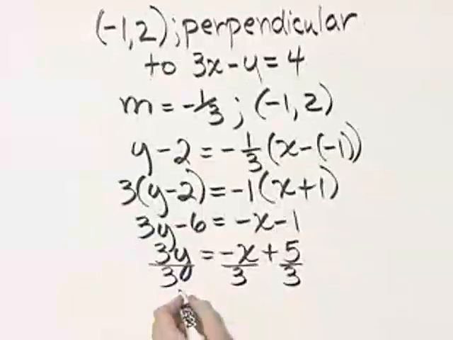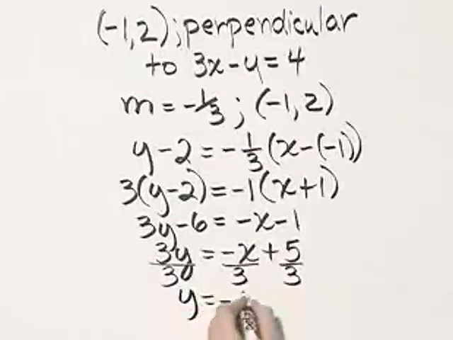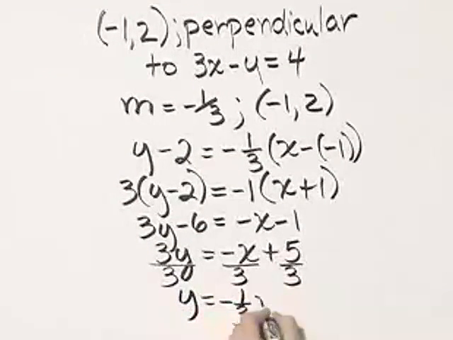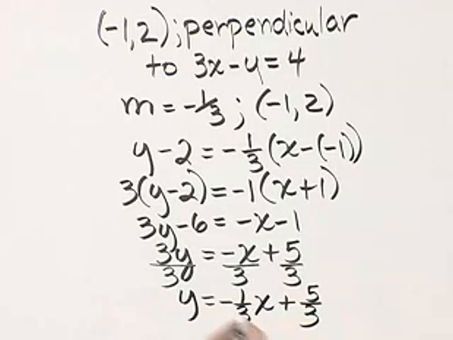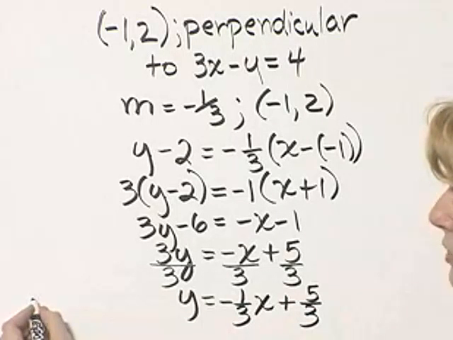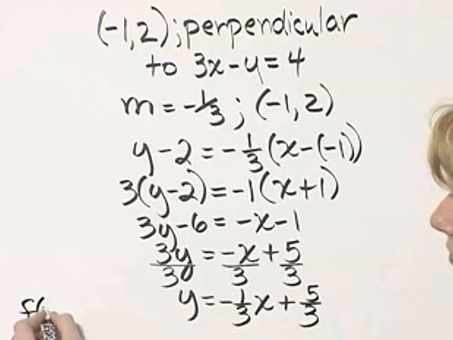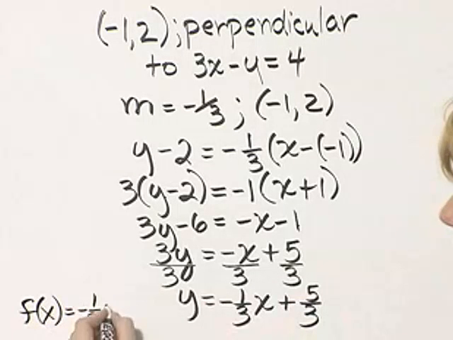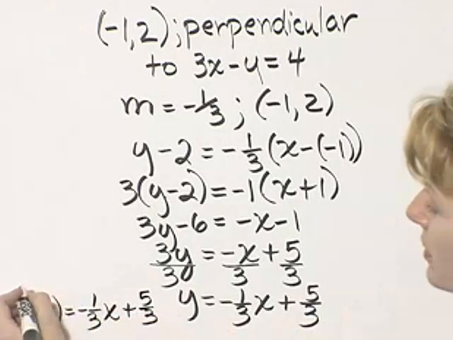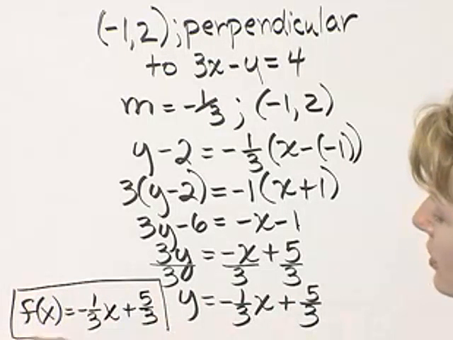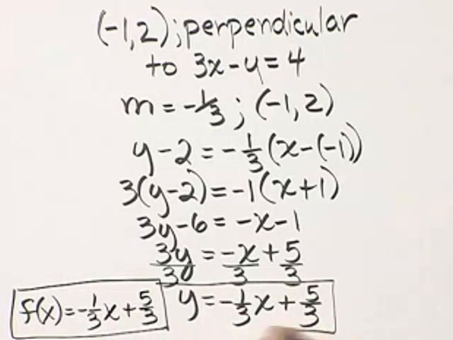So I'll have y is equal to negative 1/3 x plus 5/3. And if I want to use function notation instead of y, I'll simply write f of x is equal to negative 1/3 x, and that's plus 5/3. So here it is, function notation. It's the same thing here, but instead of y, I used f of x.